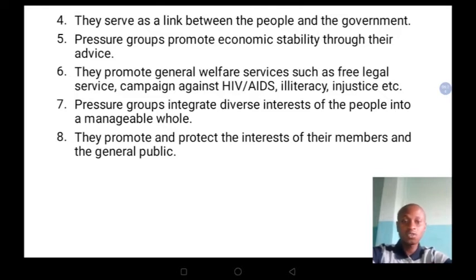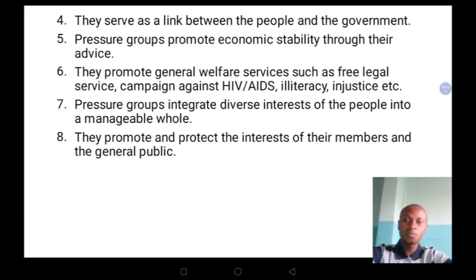For example, human rights organizations can offer free legal advice to members of the public whose rights were trampled upon, but they do not have the resources to go to court to seek redress. This pressure group can help them go to court and seek redress.